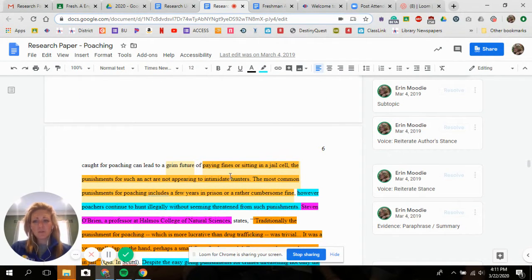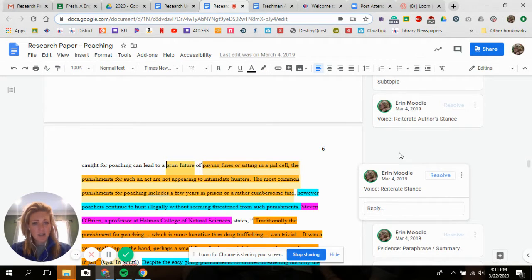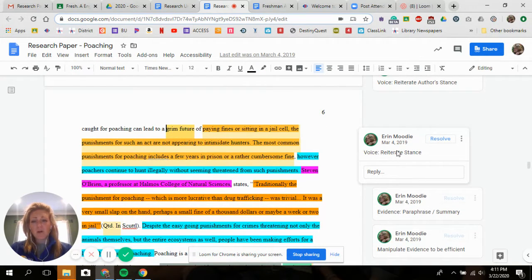It says a grim future here. Again, it's not just, oh, this is bad, but that uses stronger diction in order to reiterate their stance. So I really like that we do that throughout because it makes it more fun to read because it's more dramatic, and it makes you seem very consistent and sure of yourself as a writer, not just with your stance, but with your belief.